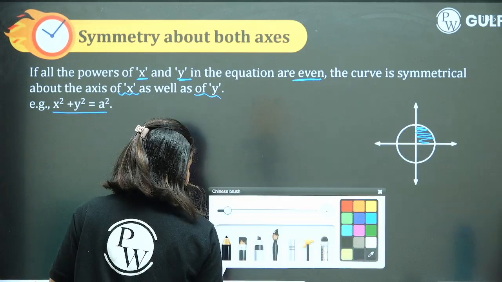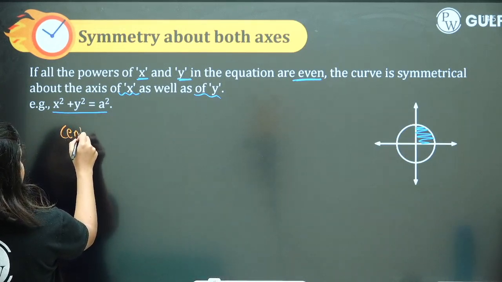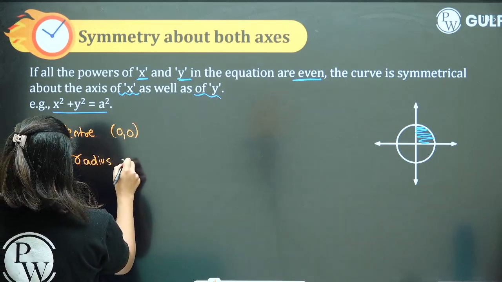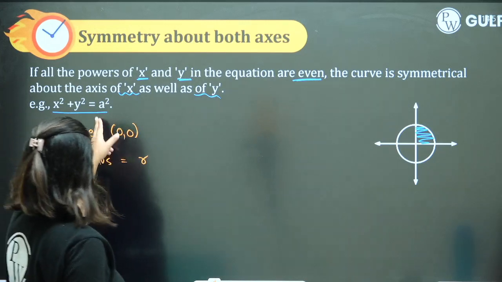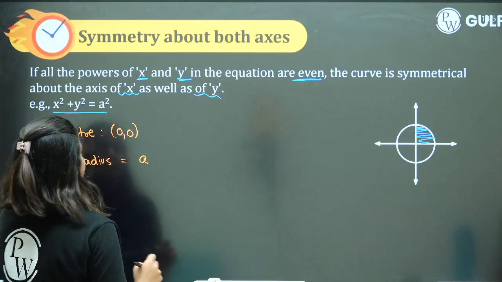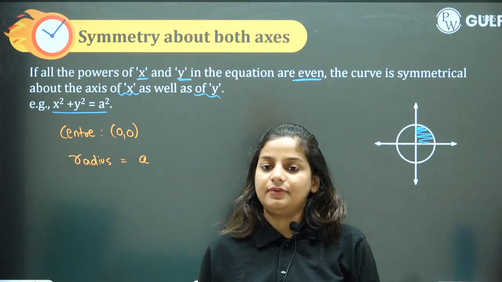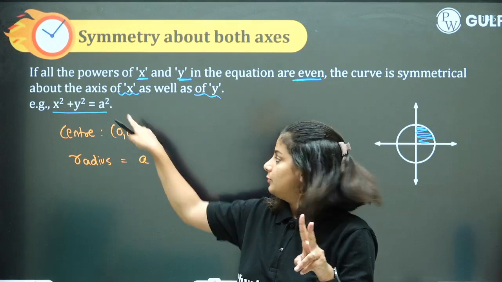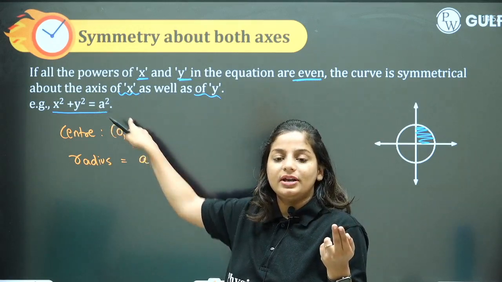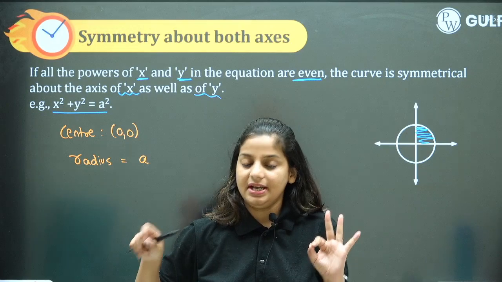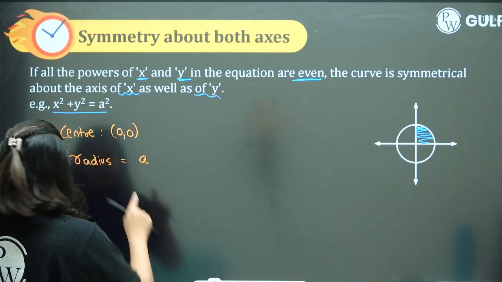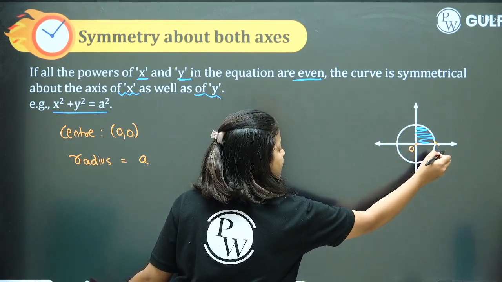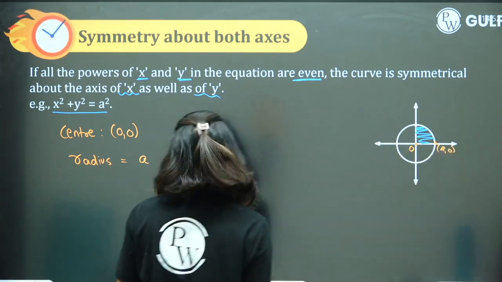In this figure, it's a circle with center at origin and radius equal to a. X square plus y square equal to r square, radius will be r. X square plus y square equal to 4, radius will be 2. X square plus y square equal to a square, radius will be a. Okay, a circle. So whenever such an equation comes, you should know you have to draw a circle with center at origin and radius as a comma 0.